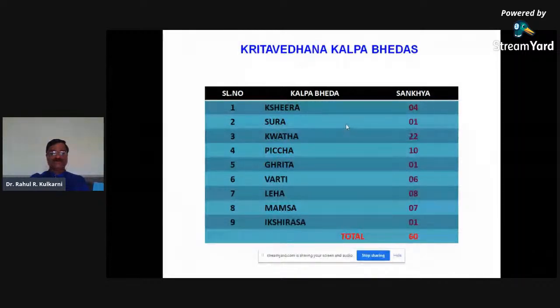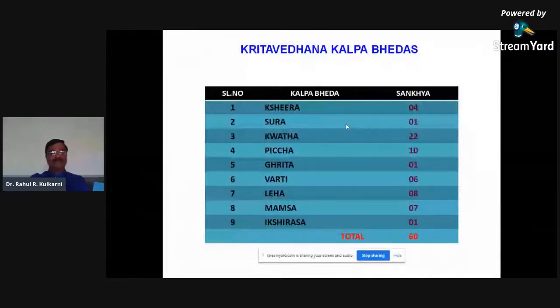That is 4 kshiras, 1 sura, 22 kwatha and 10 with pitcha, the chunas of those Shalmalayadi Moolas, 1 Ghutak preparation, 6 Varti Kalpas, 8 Lehas, 7 Mamsas, and Ikshurasa 1. So, totally the 60 Kalpas or yogas have been mentioned with Kruta Vedana.